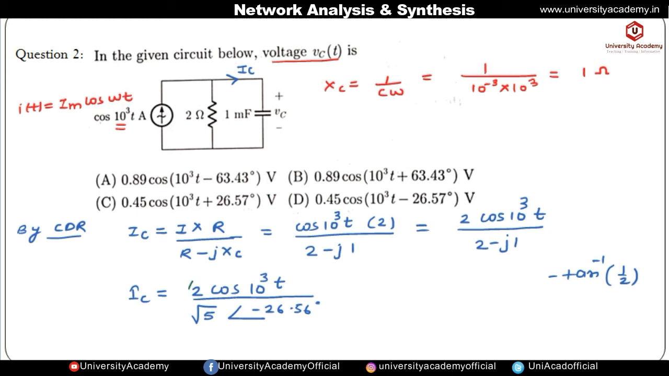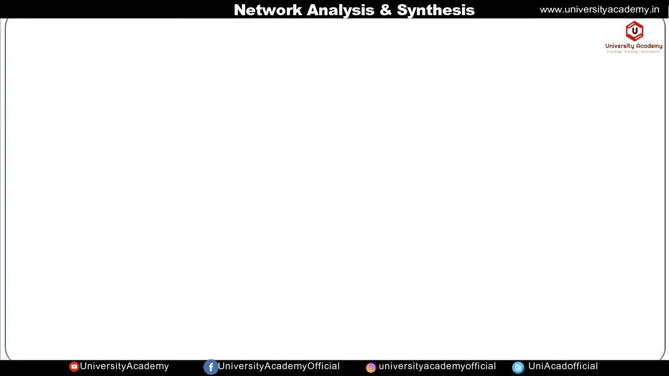So this 2 by root 5, its value will be equal to 0.89 into cos of 10 to the power 3 into t. The minus 26.56, when it goes to the numerator, becomes plus 26.56 degree. Let me erase this part. So this is the current which is flowing through the capacitor. We have to find out the voltage across the capacitor.